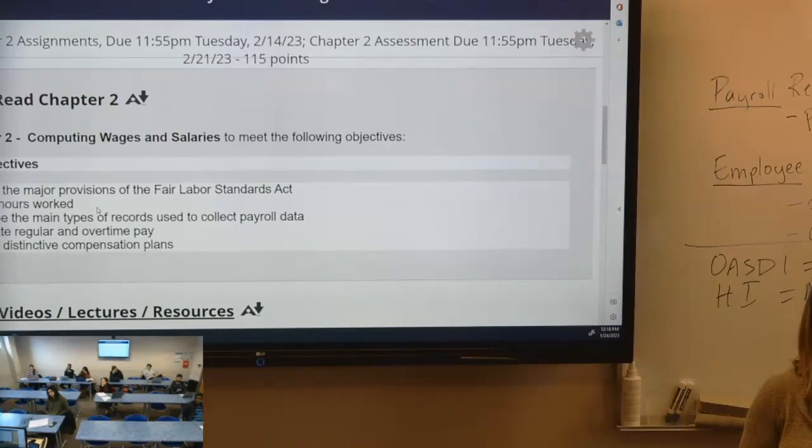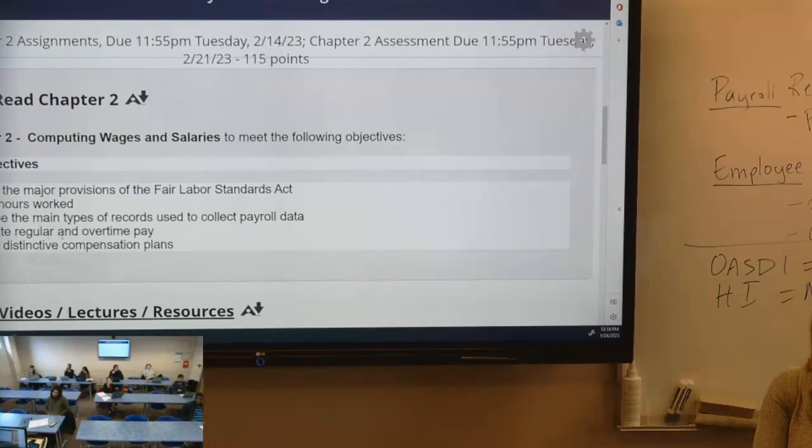The types of records used to collect payroll data. We're going to talk about timesheets and time cards and badges, things of that nature, different ways that. Yeah, actually, we talked about that a few minutes ago, Tina. I don't know if you have a specific question about it or not, but we'll come back to it after we look at chapter 2 here.